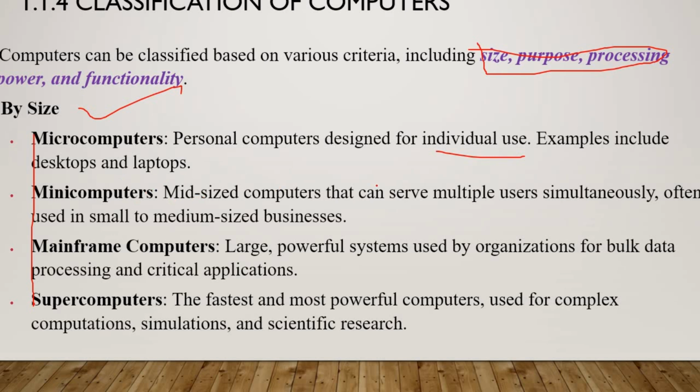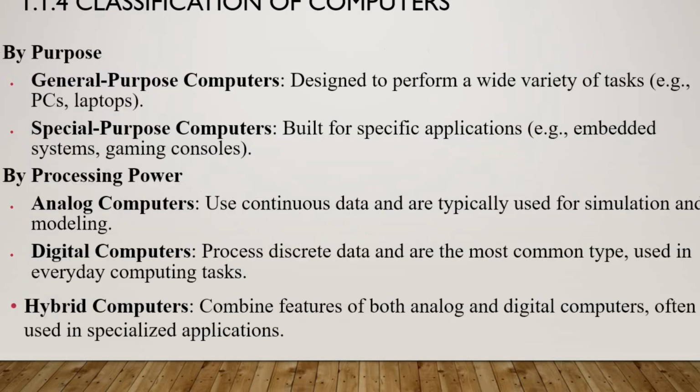Mini computers are mid-size computers that can serve multiple users simultaneously, often used in small to medium businesses or organizations. Mainframes are large and powerful, used by organizations for bulk data, big data analysis, and critical applications. And supercomputers are the fastest and most powerful computers, used for complex computation, simulations, and scientific research, especially at NASA. So the size changes from generation to generation.